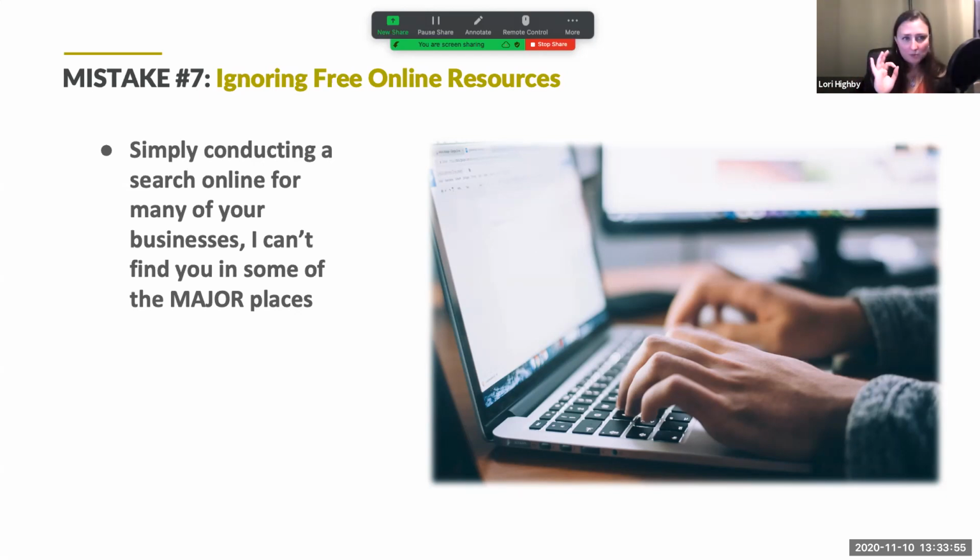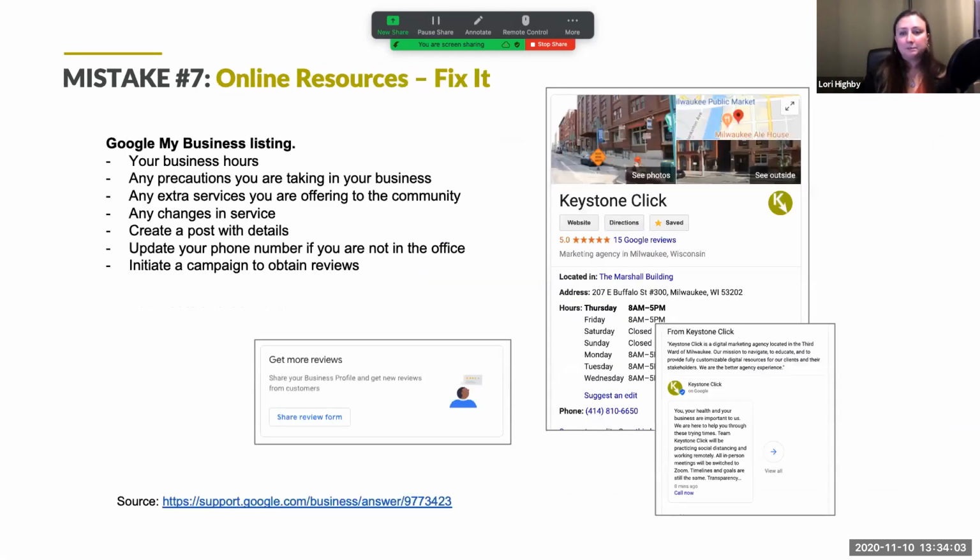And one of the most important ones that I see a lot of businesses missing, again, this is free, it's just your time to get this done, is maximizing Google My Business. So Google My Business, you can plug in a ton of information, your business hours, specifically any precautions that you're taking related to COVID, which is really helpful because it gives you more exposure on that search engine result page. You can list your products, services. You can add images, so you can showcase your work there. You can initiate a campaign to really get more people to write reviews about you.